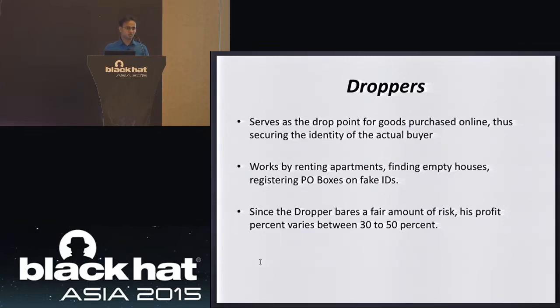So once you have that kind of possession, you will let the buyer know. He'll ship all those items to that particular drop address. And once the item has reached the dropper, the dropper would go ahead, pick up that stuff, and hand it over to the buyer. Since the dropper is bearing a fair amount of risk, his profit may vary from 30 to 40 or maybe 50%, or he can simply ask for the same good that you're ordering. Let's say you want to buy a PlayStation, so the dropper can say that, okay, just purchase 2 PlayStations, one for me and one for you.